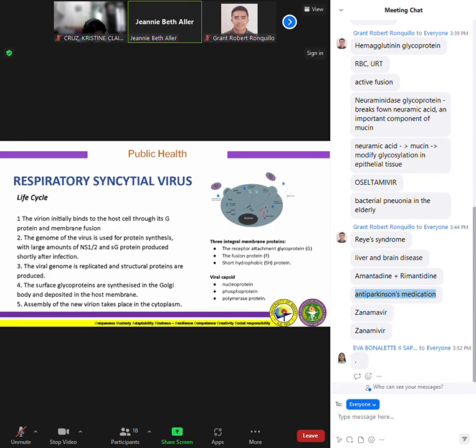And then third, the viral genome is replicated and structural proteins are produced. Then fourth, the surface glycoproteins are synthesized in the Golgi body and deposited in the host membrane. And lastly, assembly of the new virion takes place in the cytoplasm, before budding through the host cell membrane, picking up its surface glycoprotein as a part of this process. SH protein is also released. Next slide, please.